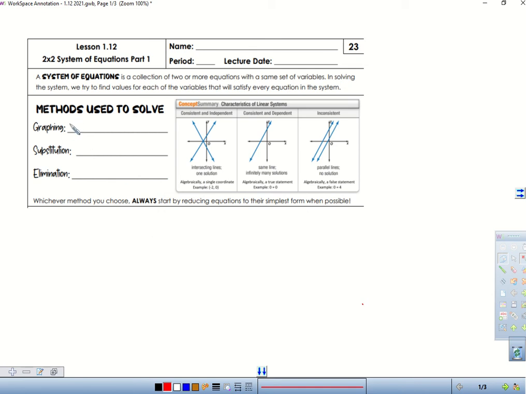With graphing, you're going to look for where they intersect. Substitution, you're going to isolate one variable. And elimination, you're going to eliminate one variable. Okay?